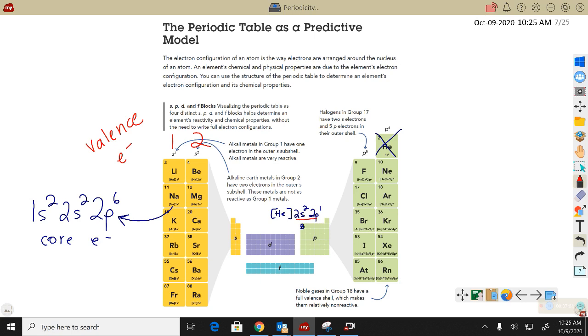When you get over to the fluorine, the halogens, all of the configurations, yes, end something p5, but I'm also going to put in that there's going to be s2. There's going to be something s2, something p5. So fluorine is 2s2, 2p5. Chlorine is 3s2, 3p5. They all have 7 valence electrons total.